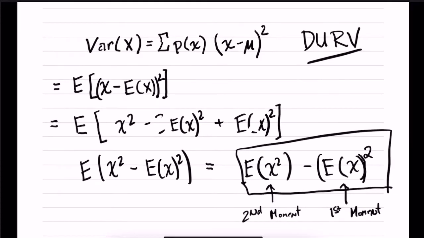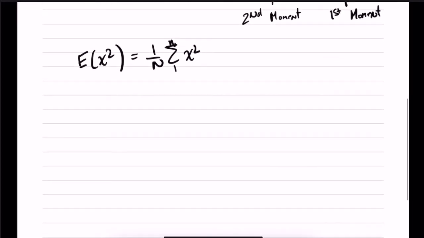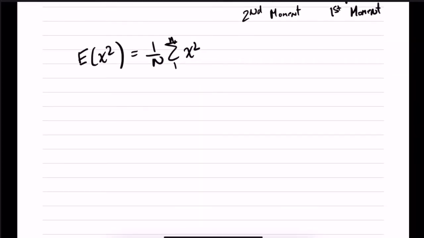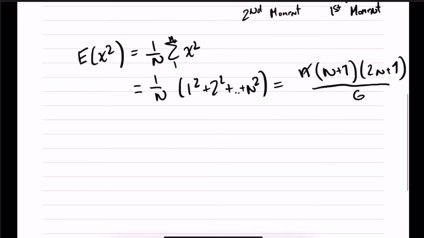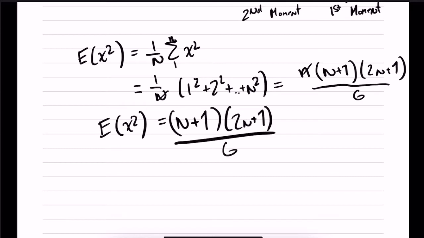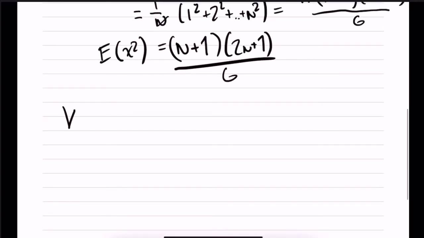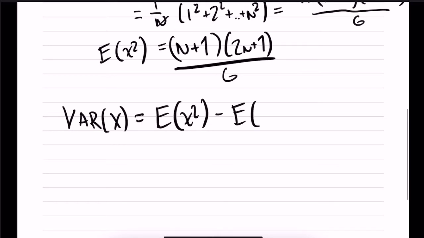So for step 2, we want to calculate what we still don't know, which is the second moment, or e of x squared. It's going to be really similar to calculating e of x. We're going to pull out our 1 over n, and we're going to get another sequence that looks like this. This is just a sequence of a sum of squares, which we should be able to recall is just n times n plus 1 times 2n plus 1, all over 6. And now we know that we're one step closer to calculating the variance of x.